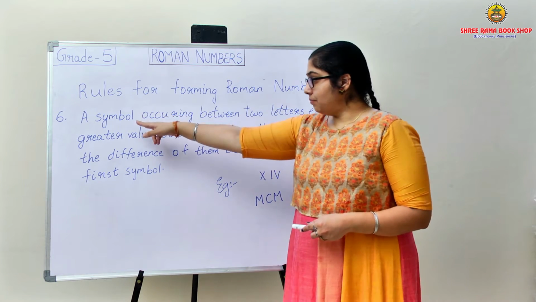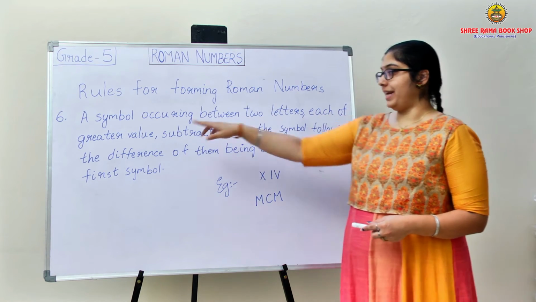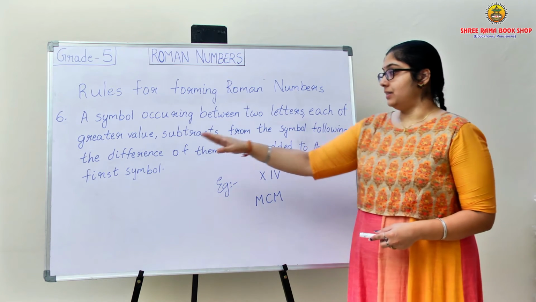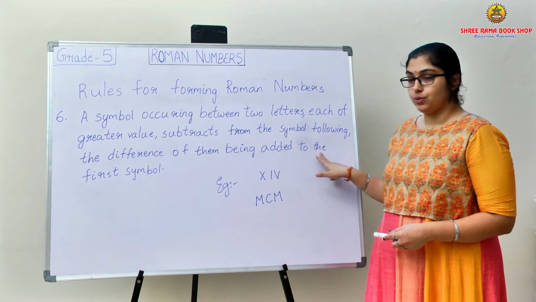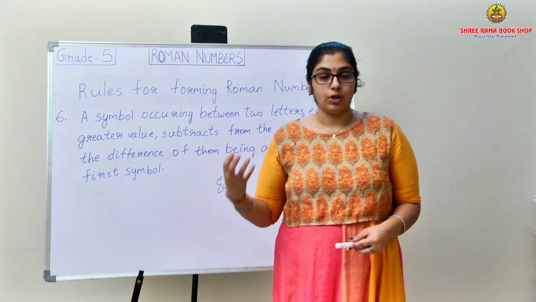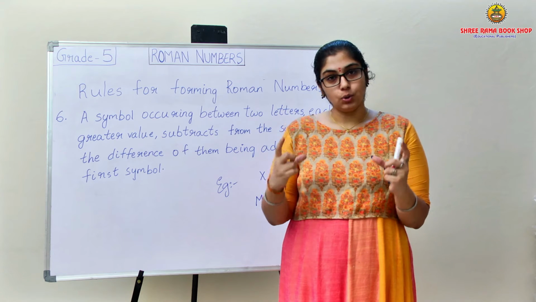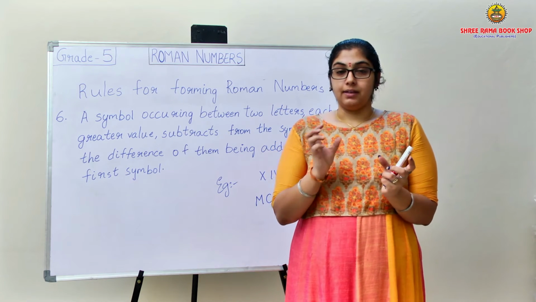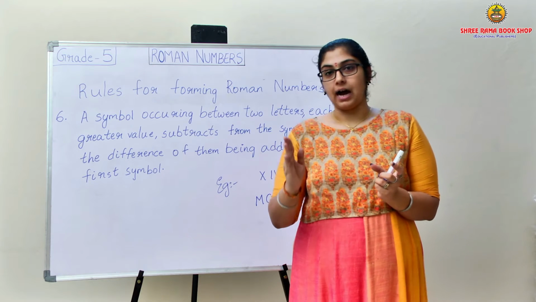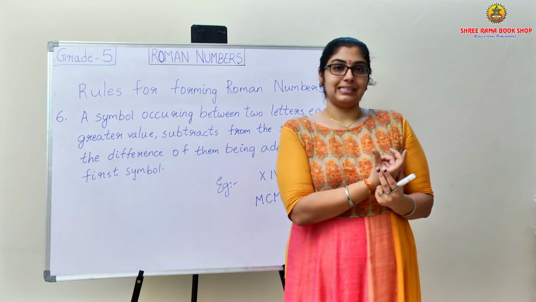says that a symbol occurring between two letters, each of greater value, subtracts from the symbol following; the difference of them being added to the first symbol. So, in a simpler way, if I want to talk about this rule, I can say that the symbol which is present between the two greater symbols, the value of the middle or in-between symbol is subtracted from the immediately following greater symbol, and the result is added to the first greater symbol.